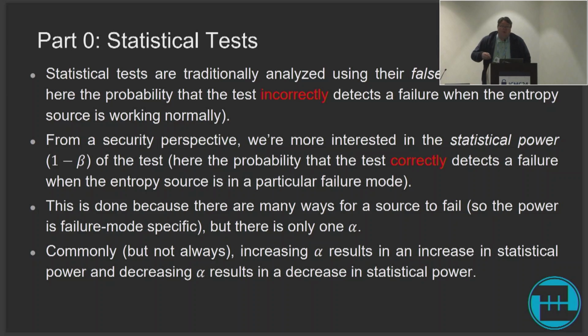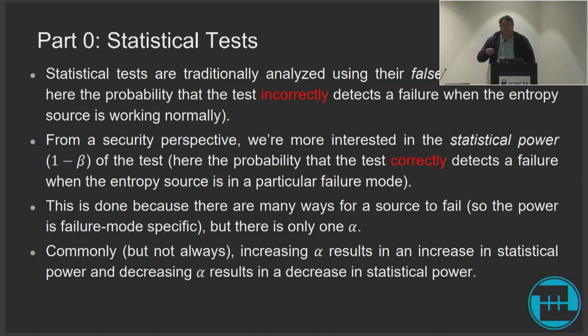Just a little bit of introduction. Statistical tests are generally analyzed using their false positive rate, and it's done that way for a fairly straightforward reason. The false positive rate is the probability that the test incorrectly detects a failure when the entropy source is actually working correctly. But unfortunately, from a security perspective, that isn't so much relevant. That's more interesting from a usability perspective. You care when things say they failed when really they haven't.